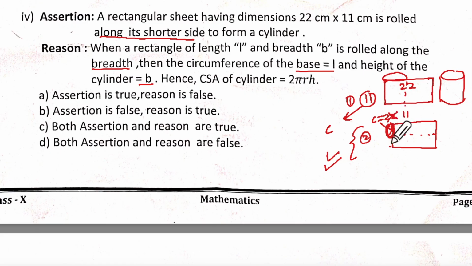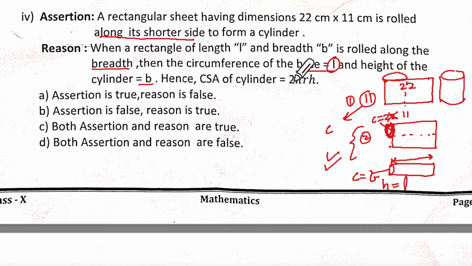Yes, ma'am. This part from here to here will be the circumference, right? Yes, it's going to become like this, no? Yes. Okay, so what is the circumference? Equal to breadth. They are saying circumference is equal to L and the height of the cylinder equal to breadth. The height of the cylinder is going to be the length.